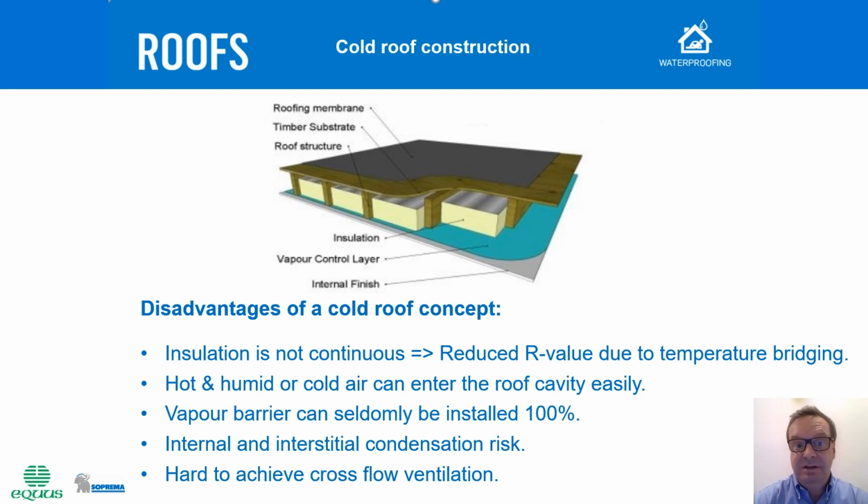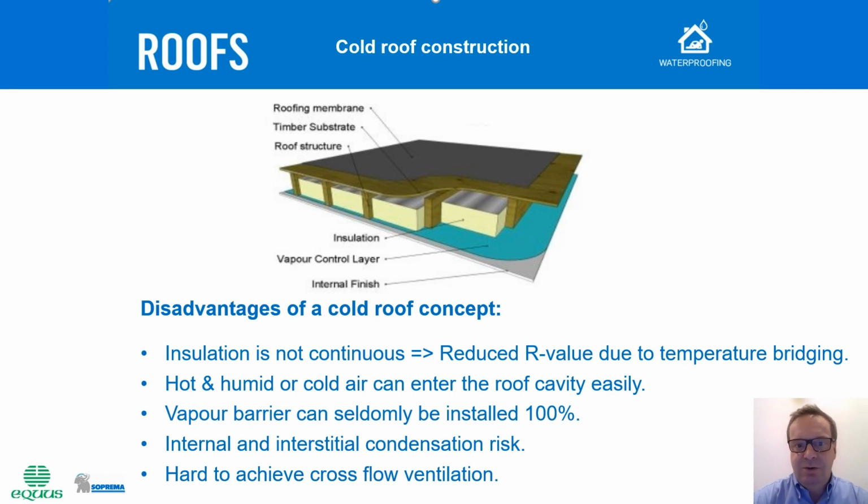dew point. Now, this may lead to internal or interstitial condensation between the layers of the roof structure, creating humidity, creating moisture problems. For that reason, we need to ventilate that air cavity, which can be done by cross ventilation or by ventilation through the roof. But this might lead to other problems.